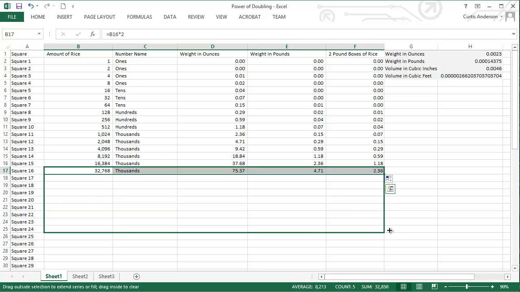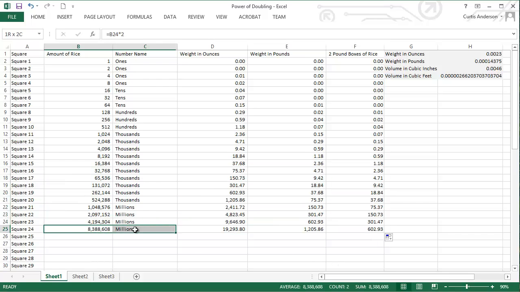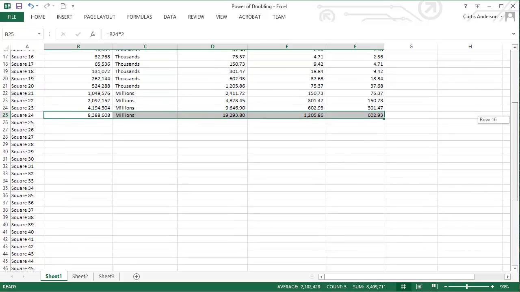So we'll get to 24, the end of the third row. Wow, big change. Over 8 million grains of rice. We're in the millions now. Significant, over 19,000 ounces, over 1,000 pounds. So we have 602 boxes, or 603 when you round it off. Okay, so now that's a lot of rice. It's a whole lot of rice. So we're going to scroll down a little so we can see some more.